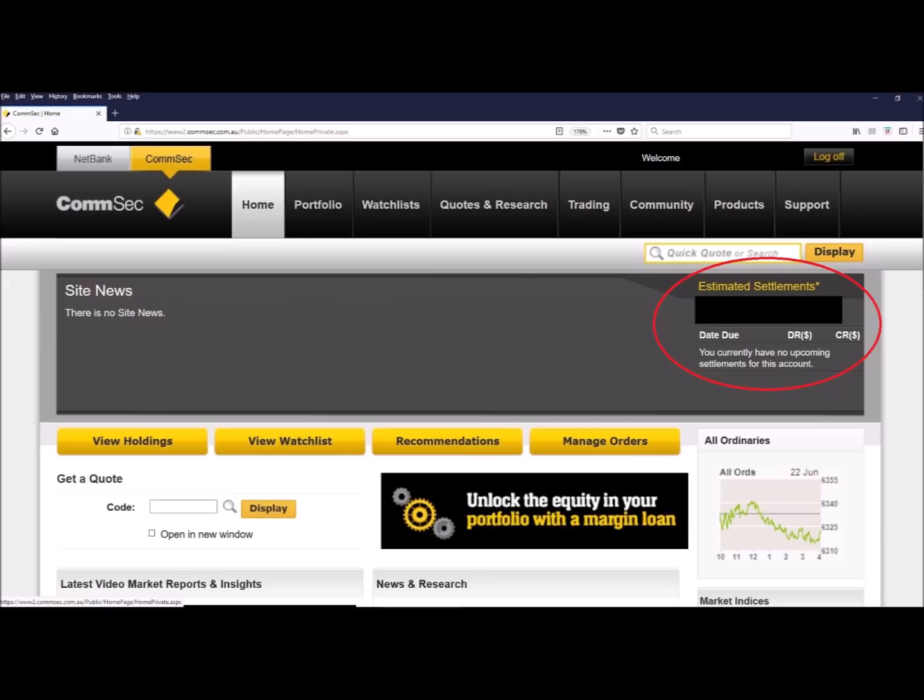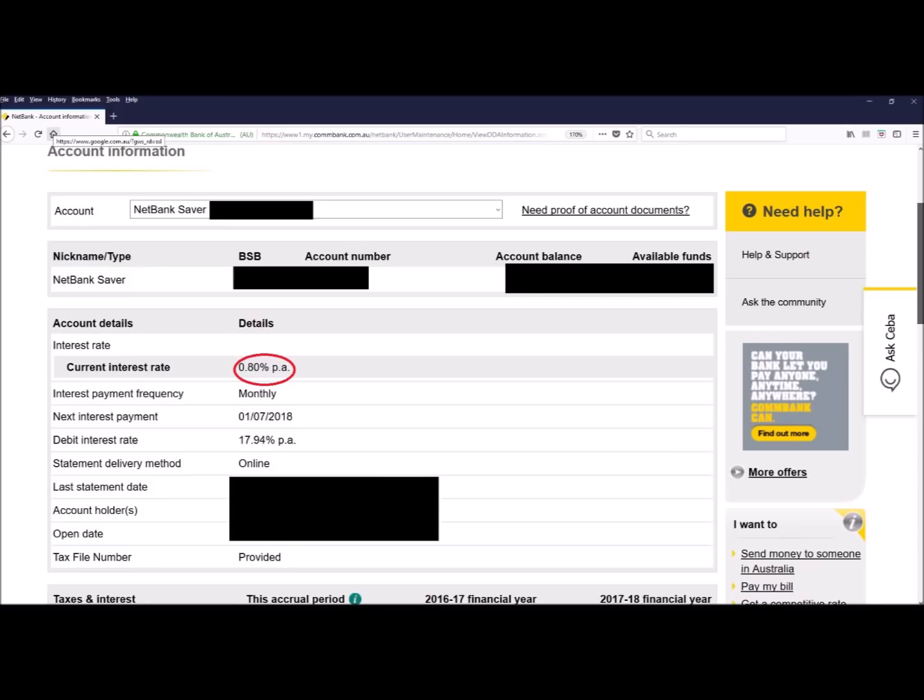Now I'd like to explain why I believe share trading, while more of a risk, has a better payoff than savings. As you can see here, the interest rate on the standard NetBank saver account is 0.80% per annum. That's only 0.067% per month.